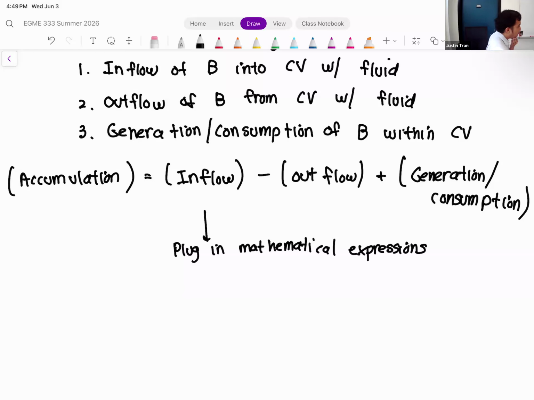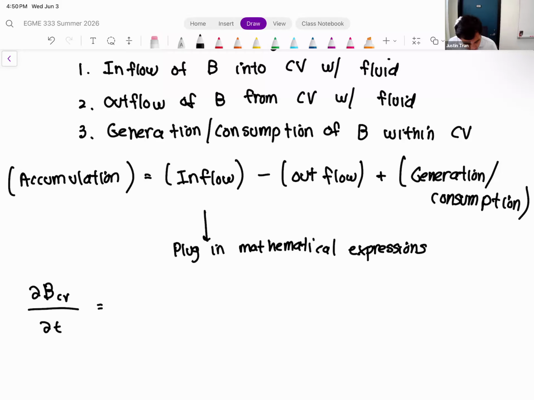So I'm going to give you just kind of the raw mathematical expressions for these, and we'll go through and explain each one, just like we did with the material derivative. All right, so for accumulation, we already know what that looks like, right? So accumulation is the partial derivative of B CV with respect to t. Okay. So that's the accumulation of B within the control volume itself.